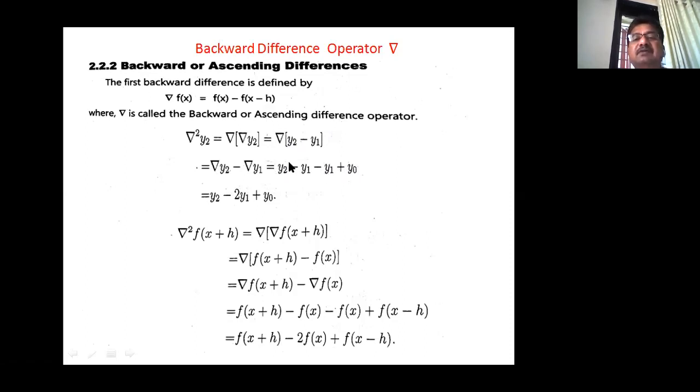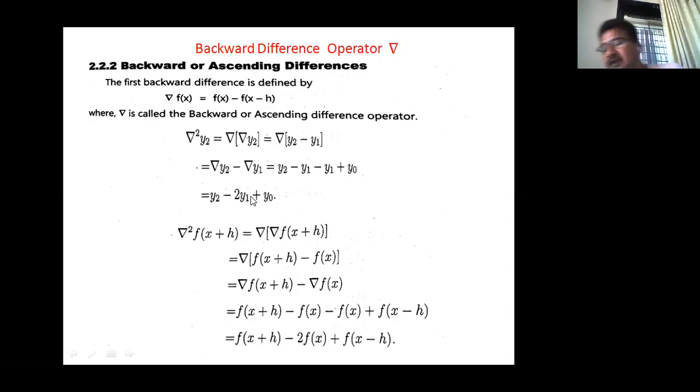Del y1 is y1 minus y0, in brackets. By taking the effect of the negative sign, we have minus y1 plus y0. Then adding the middle two terms, we have y2 minus 2y1 plus y0. So this is del square y2.